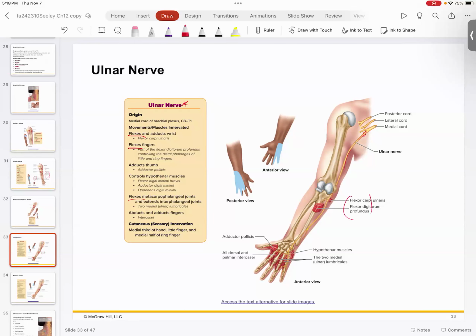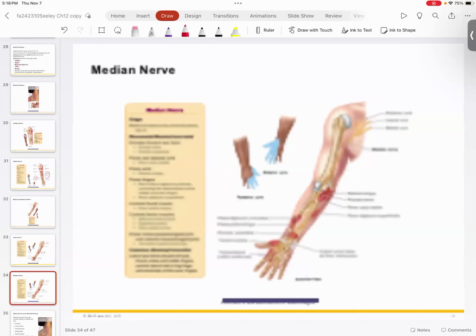It basically passes by the ulna, which is why it's called the ulnar nerve. And then this will kind of move down that medial side, the ulnar side of your arm. And so that was an easy nerve to find in the cat. We found that one pretty easily.